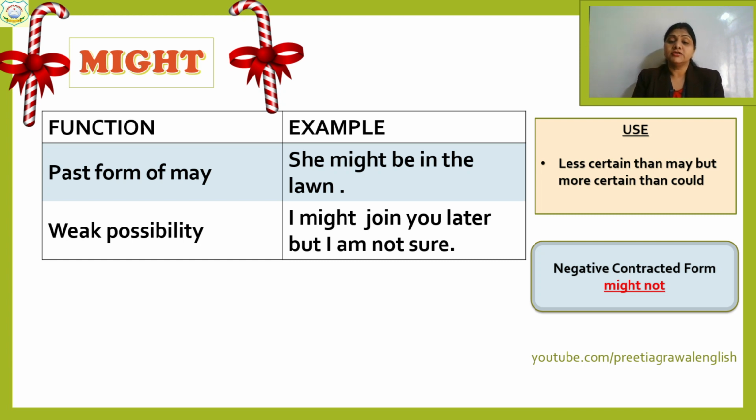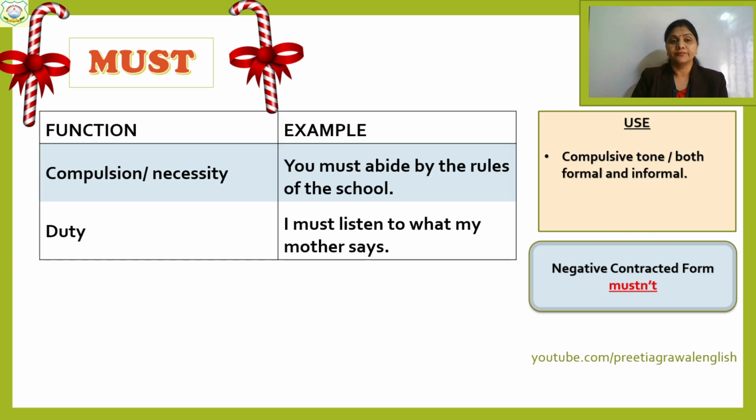You have to choose among may, might and could. So may has a strong possibility, might has less possibility, but whenever could is written there, could is more certain than might. It means in number 1, may will be there. In number 2, could will be there. In number 3, might will be there in the case of possibility. Clear? Negative contracted form is might not.